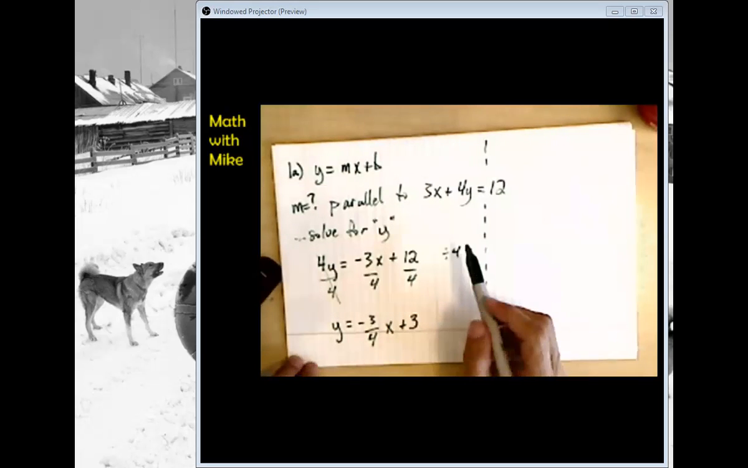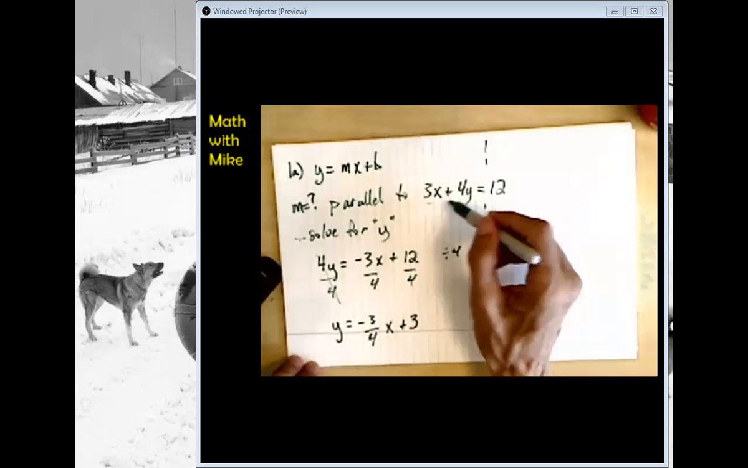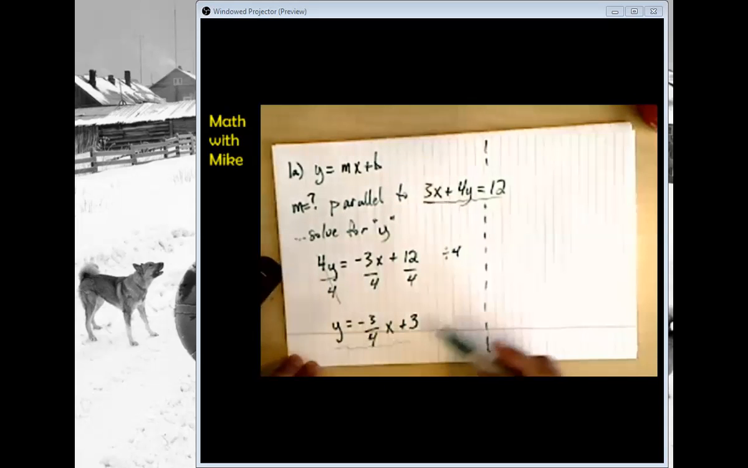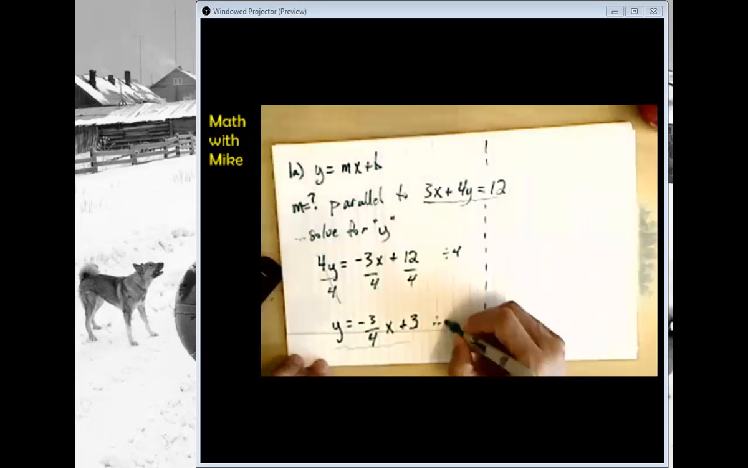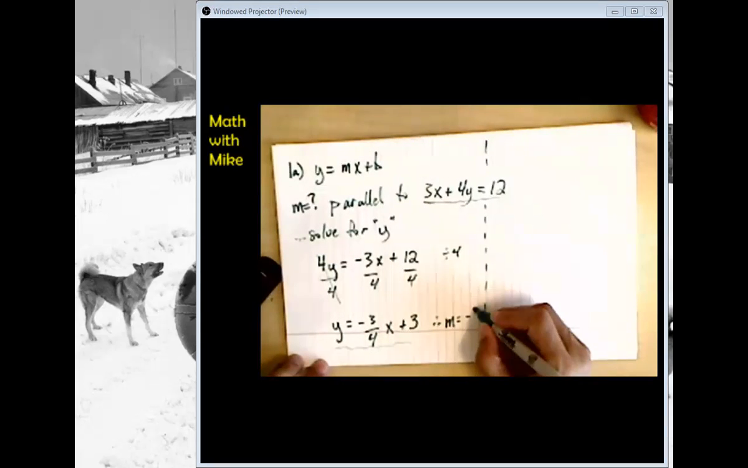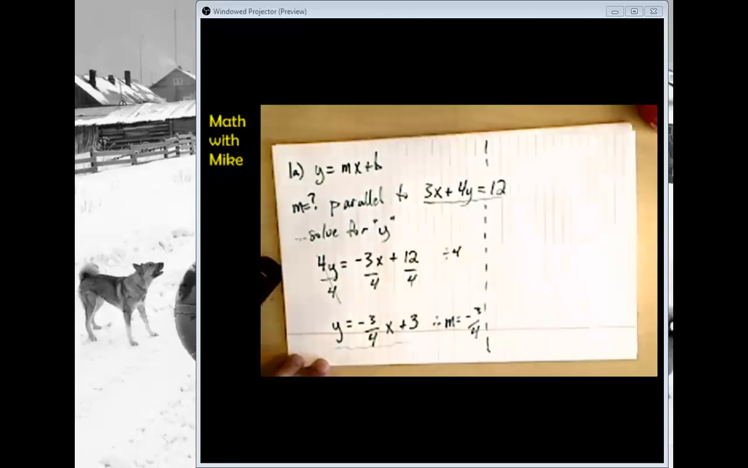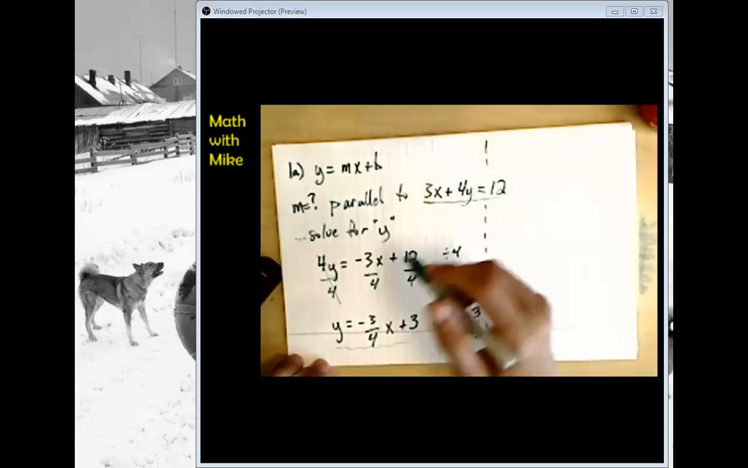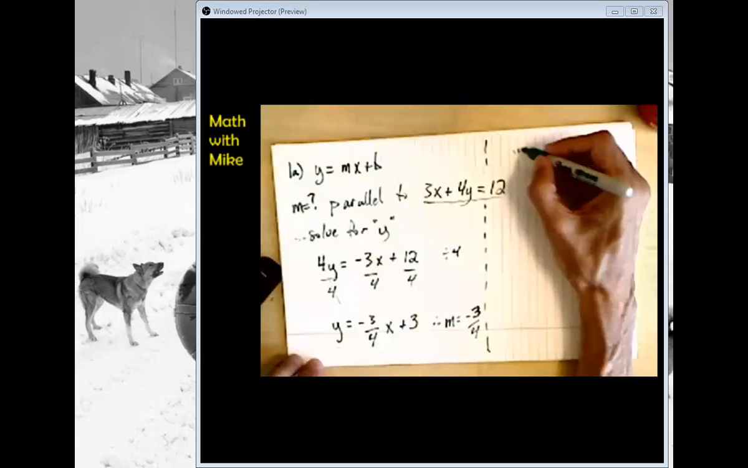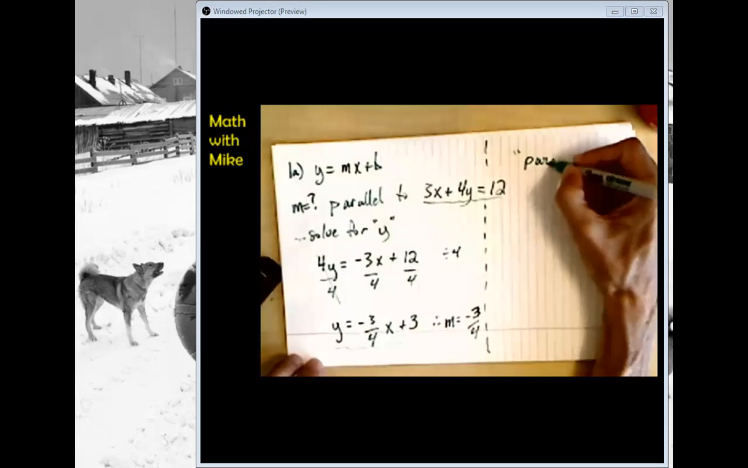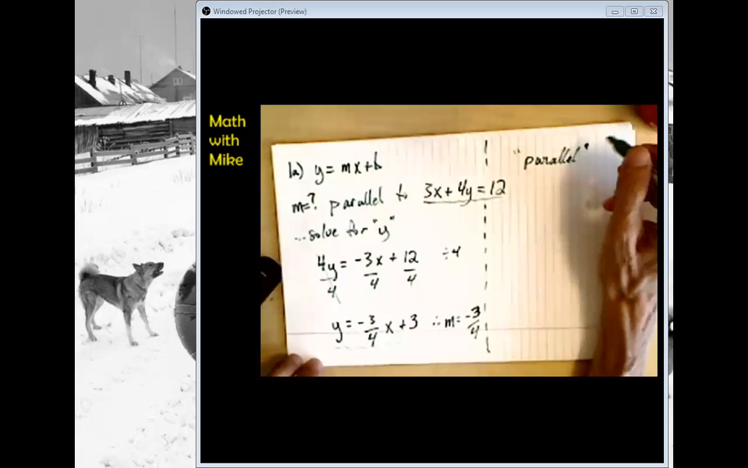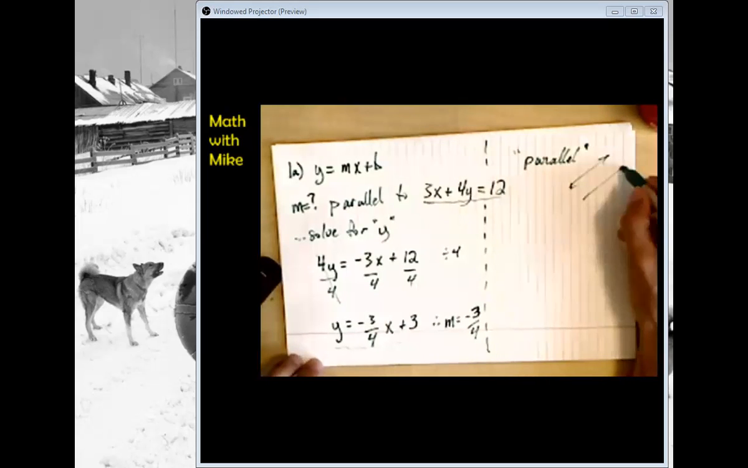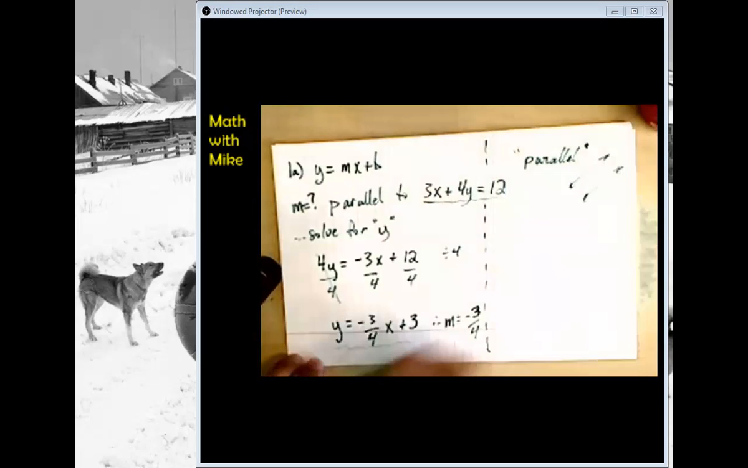Okay, so this is now our original line updated to look like this. And so therefore, what is the slope of this line going to be? Okay, so the slope here is minus 3 over 4. And now we got to think about what the question is asking. It wants a line that's parallel. So that means a situation like this, where the lines have the same direction.